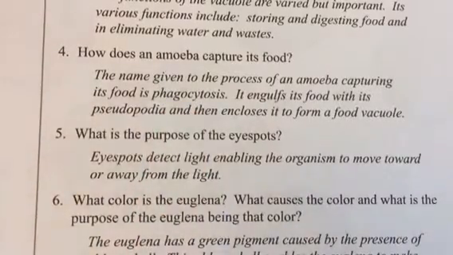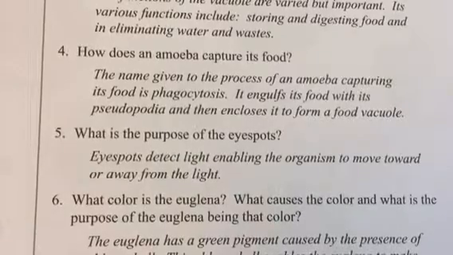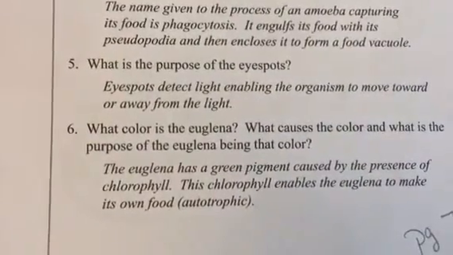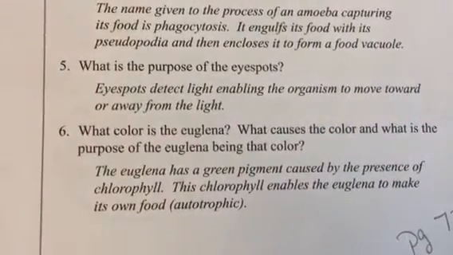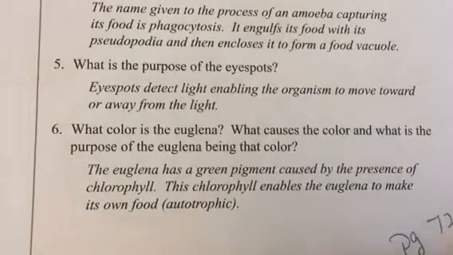Phagocytosis. Okay. Number 5. What is the purpose of the eye spots? Because they're called eye spots, they detect light. So it allows the organism to either move away or towards light. Number 6. What color is the euglena? What causes the color? And what is the purpose of being that color? A euglena naturally is green. It has the green pigment because of the presence of chlorophyll. The chlorophyll allows it, like a leaf, to make its own food. Okay, and that's page 72.